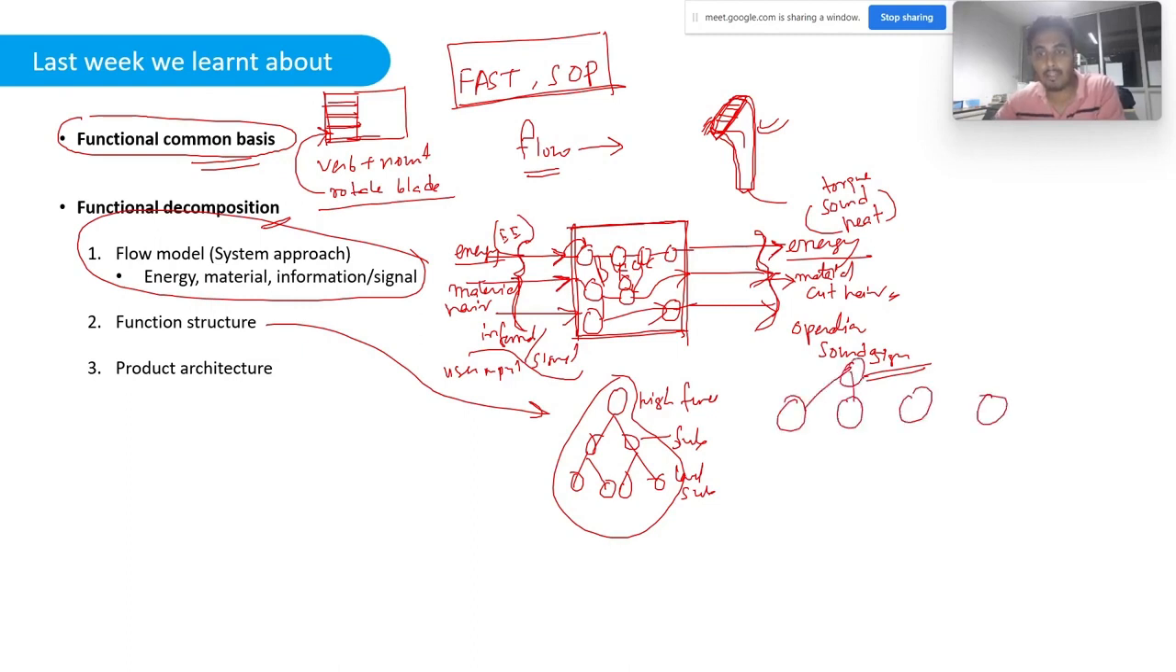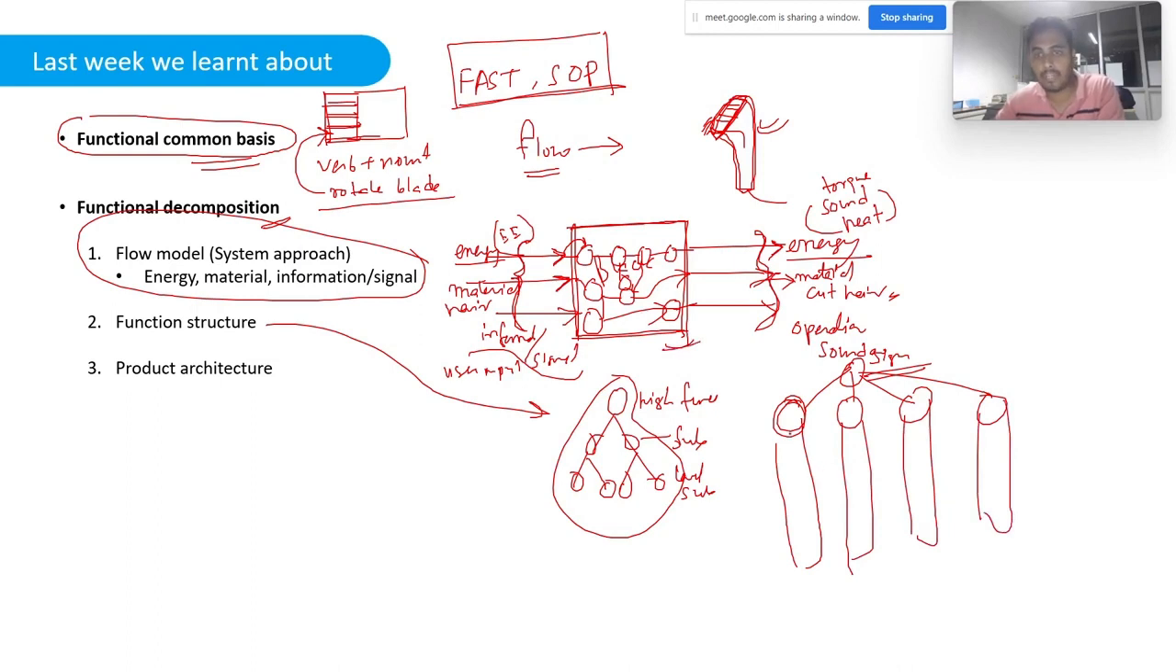So you may have an overall product functional goal, and there can be multiple critical function parts, and these can only be derived using this sort of flow model. And we realized that this is not a tree structure, this is more like a complex structure having interrelationships between different critical function parts, okay. And at the end we briefly discussed product architecture, and I will continue the discussion today.